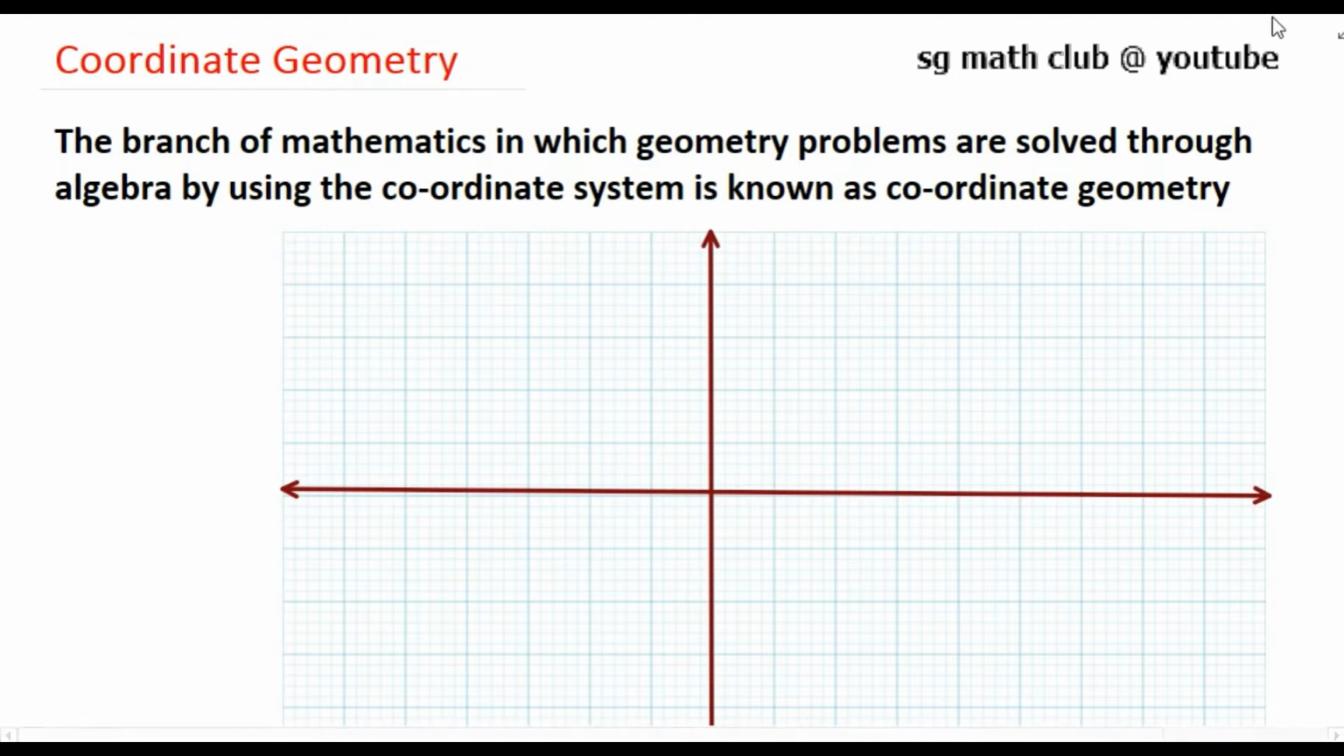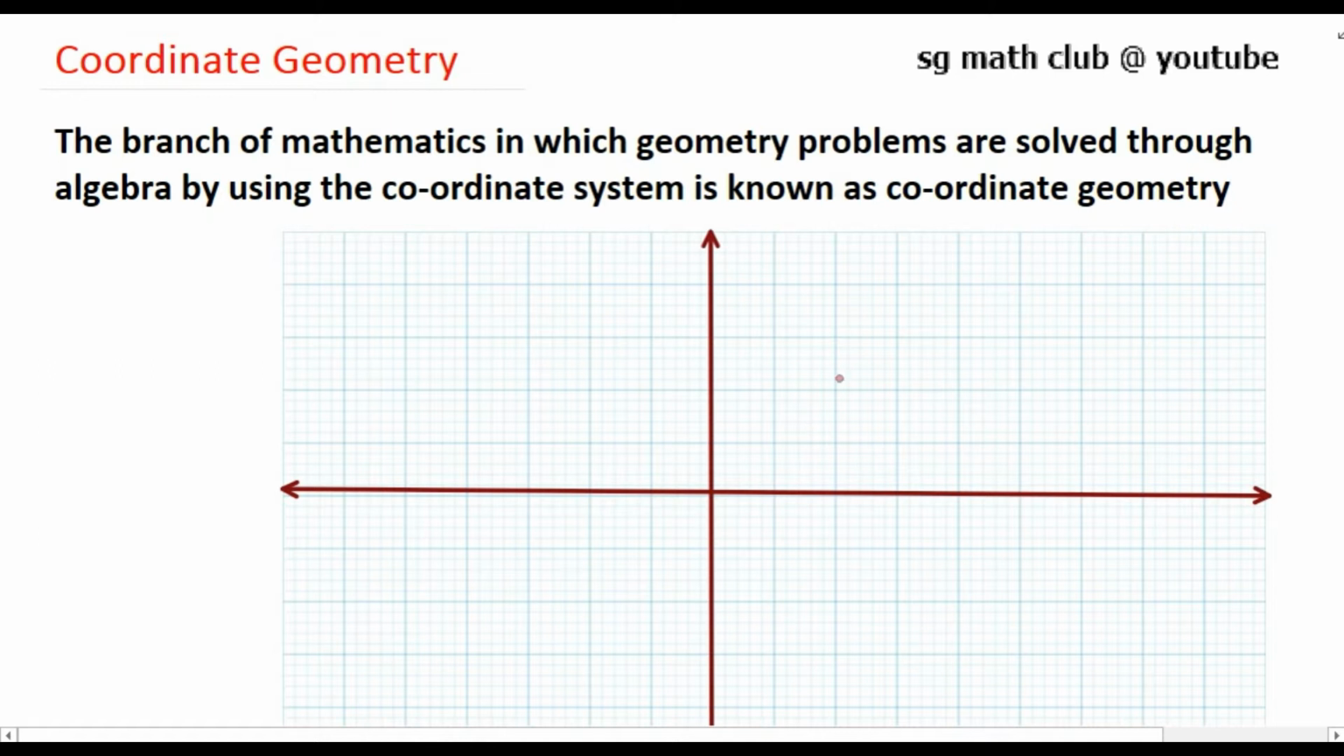In class 9, you have already studied about coordinate geometry. The branch of mathematics in which geometry problems are solved through algebra by using a coordinate system is known as coordinate geometry. And you have studied that to locate the position of an object or a point in a plane, we require two perpendicular lines.